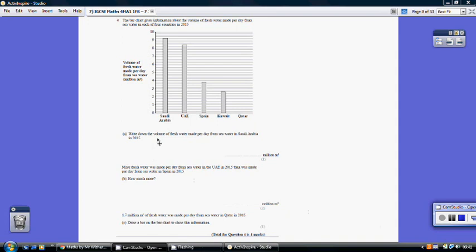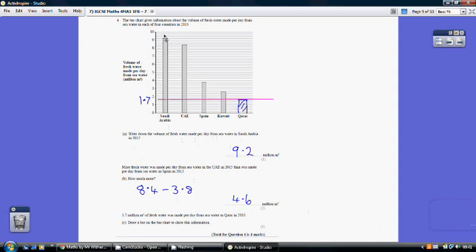Question 4, part A. Write down the volume of fresh water made per day from sea water in Saudi Arabia in 2015. So we've just got to take the reading for this first column here. Now we can see that there are 5 lines going between 9 and 10, so each one must be 0.2, so that's 9.2.